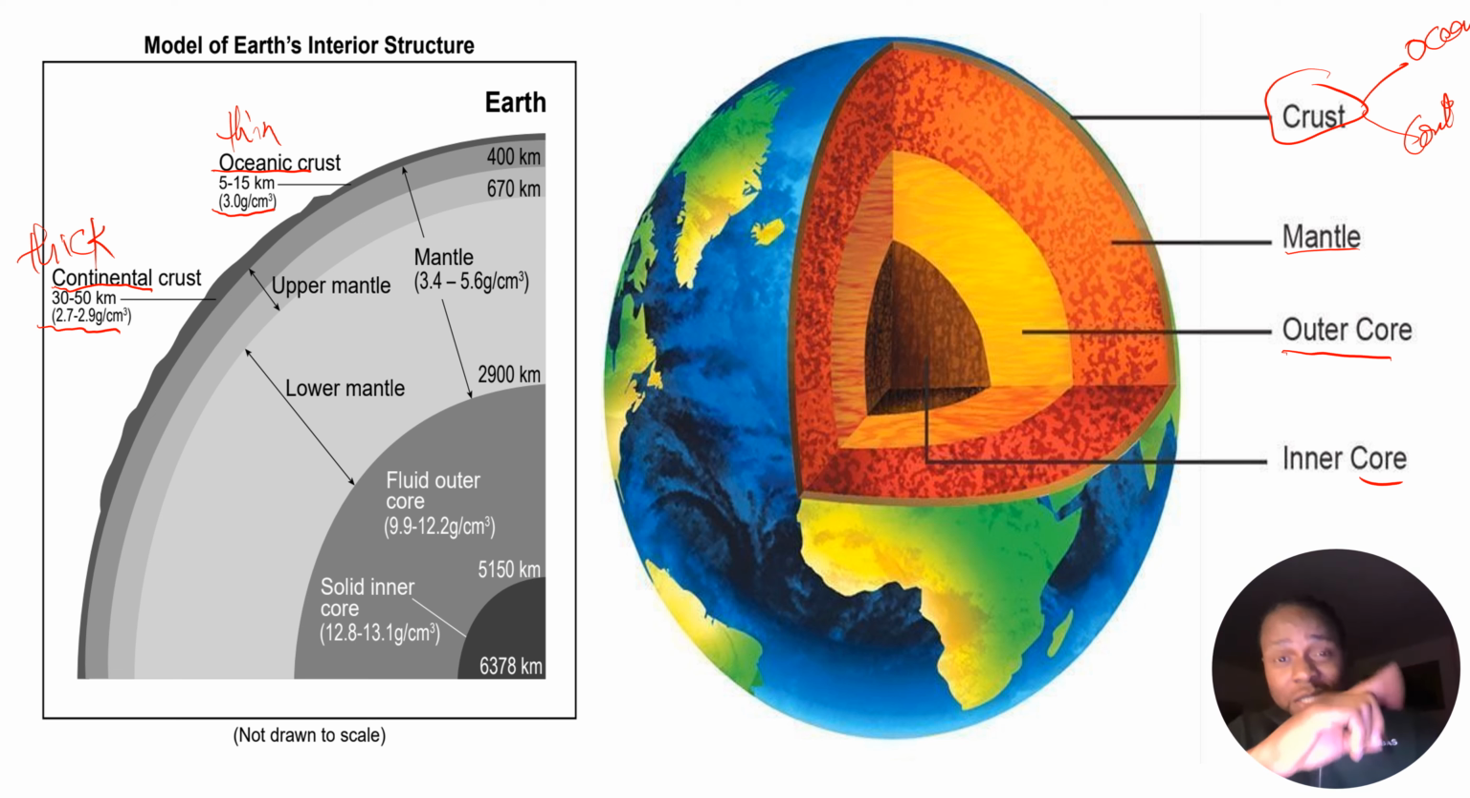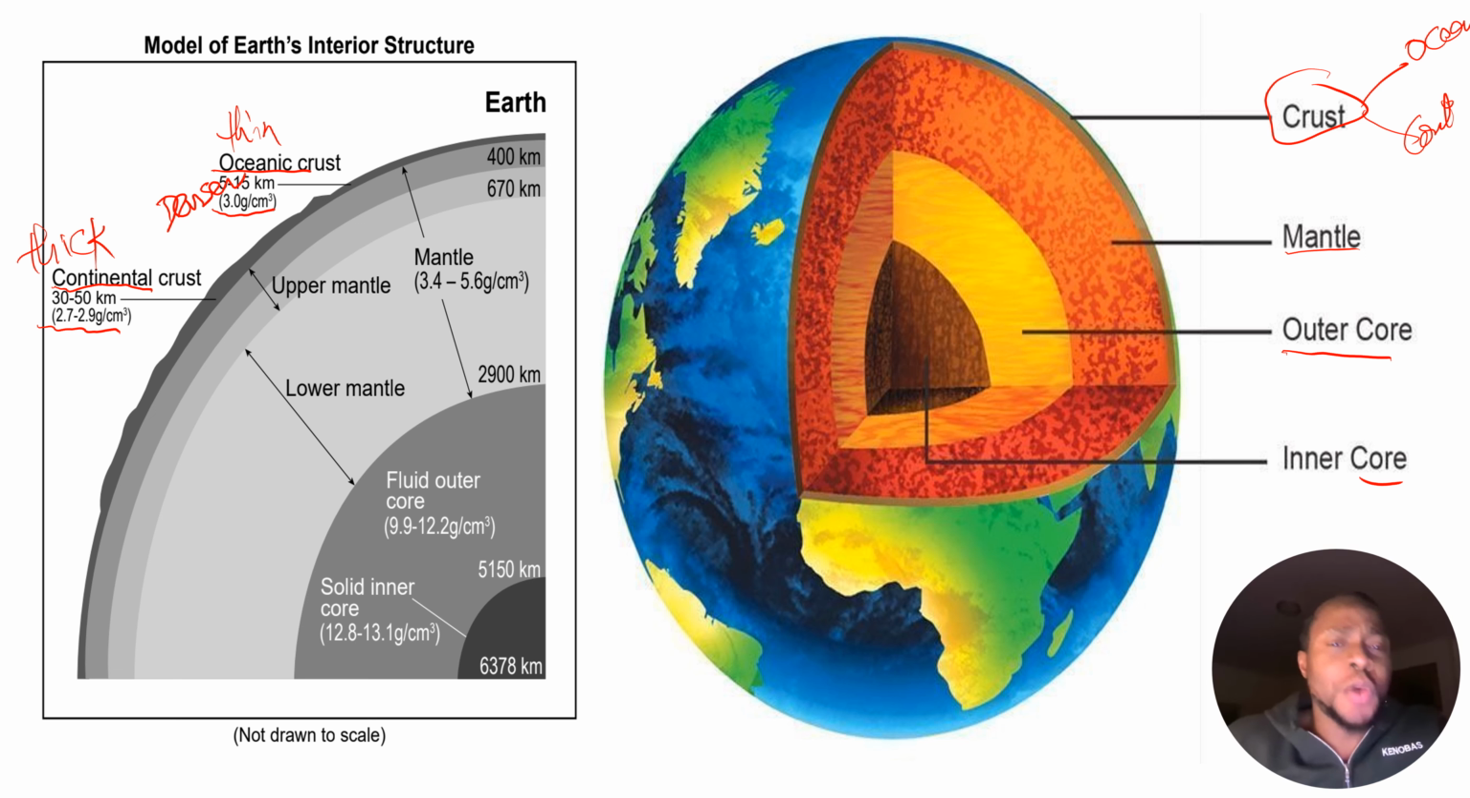Always take notes of the units. In sciences, we are very, very particular about the units. Simply put, the oceanic crust is denser, which means it has more density. It is heavier, more dense compared to the continental crust. So the continental crust is less dense. That is also another annotation you should add.